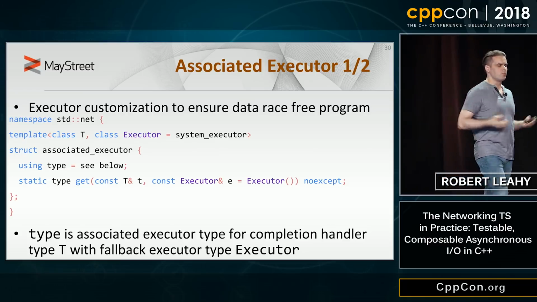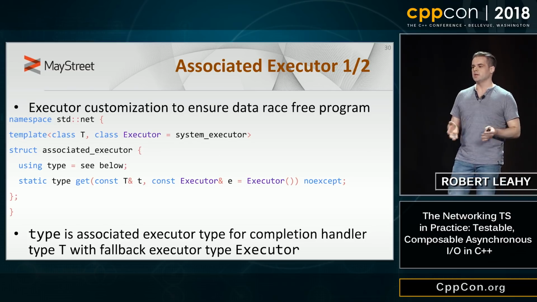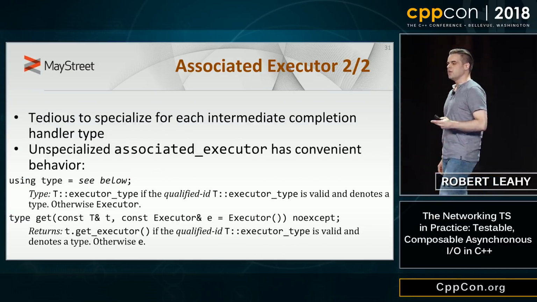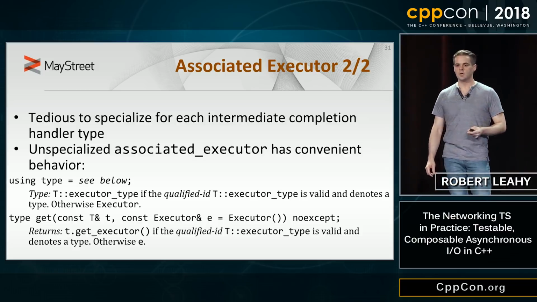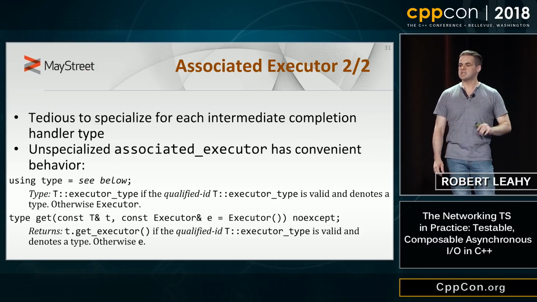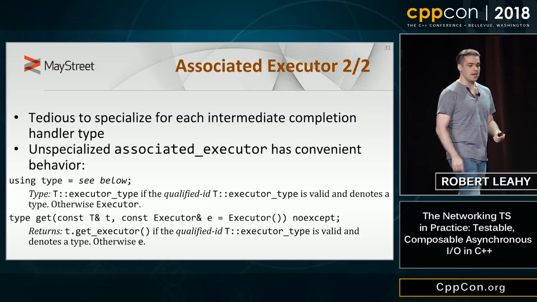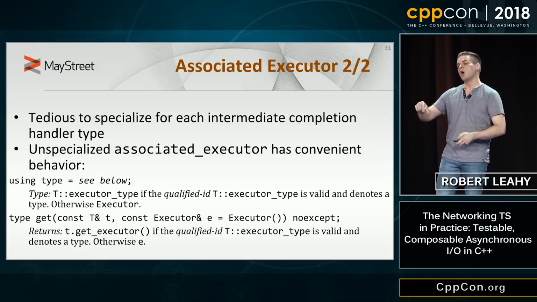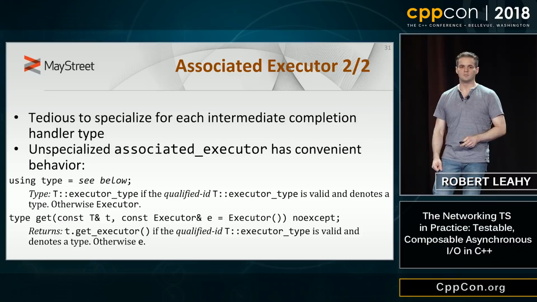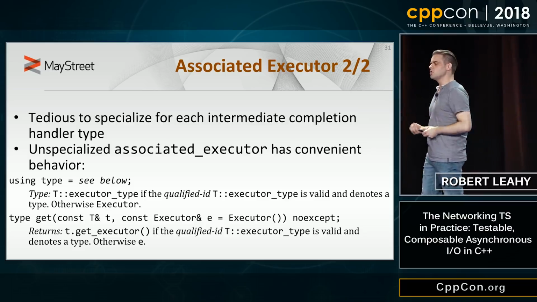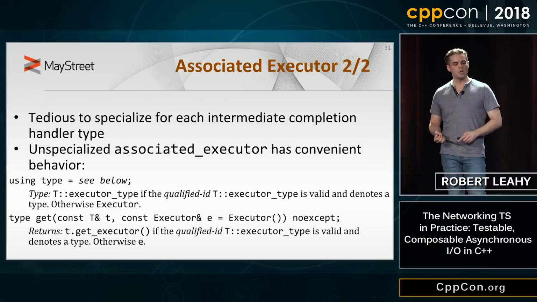Now, going through and specializing a class template for every intermediate completion handler sounds like a chore. And fortunately, the authors of the Networking TS understand that it sounds like a chore, so they gave us a shortcut. The unspecialized version of associated executor will go off and check the type T that's given to it. And if it has a nested type alias called executor_type, then it assumes that that's the type associated with it and assumes that it can call nullary get_executor on an instance of that type to get that executor. If that type isn't there, it just unconditionally returns the fallback executor. Armed with this knowledge, we're ready to upgrade our asynchronous operation.